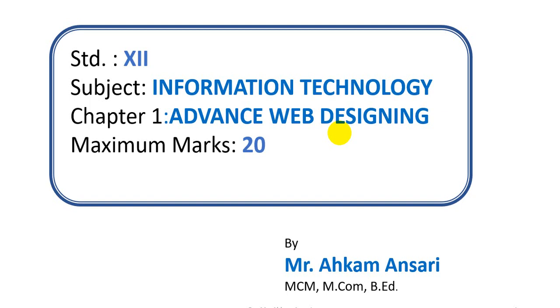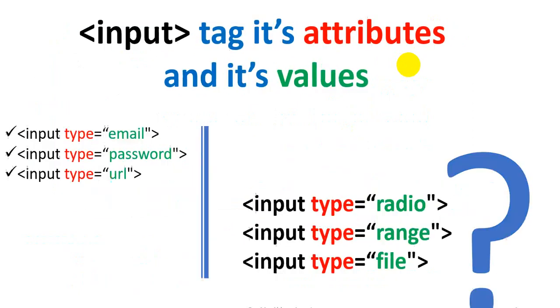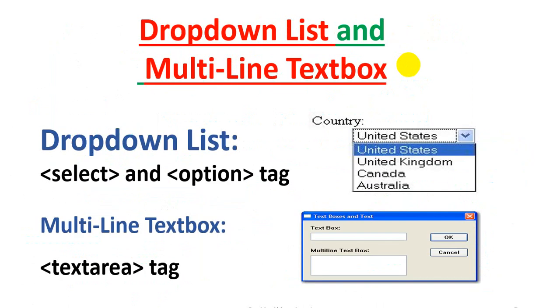Okay, but now these are some important elements of the form tag, but these are not input types. These are elements of the form tag, but these are not input types. These are some special forms which I just want to show you: drop down list and multi-line text box.